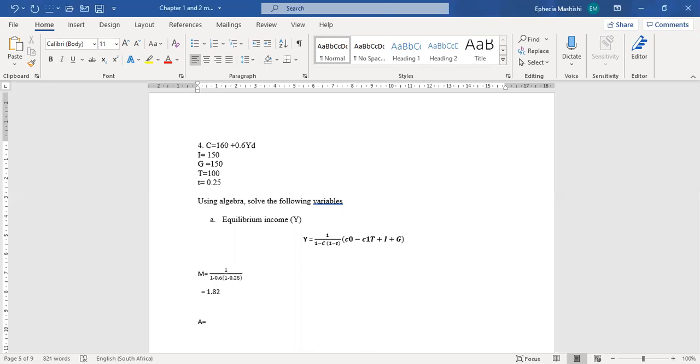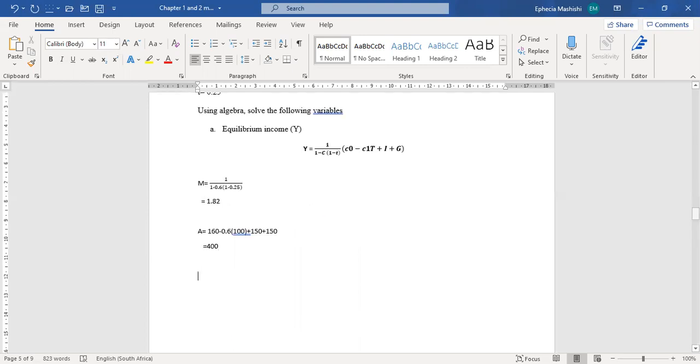A is equal to 160 minus 0.6 times 100 plus 150 plus 150, and that is equal to 400. Now that we have A and we have the multiplier, we can calculate equilibrium income. Our equilibrium income would then be equal to 1.82 multiplied by 400.